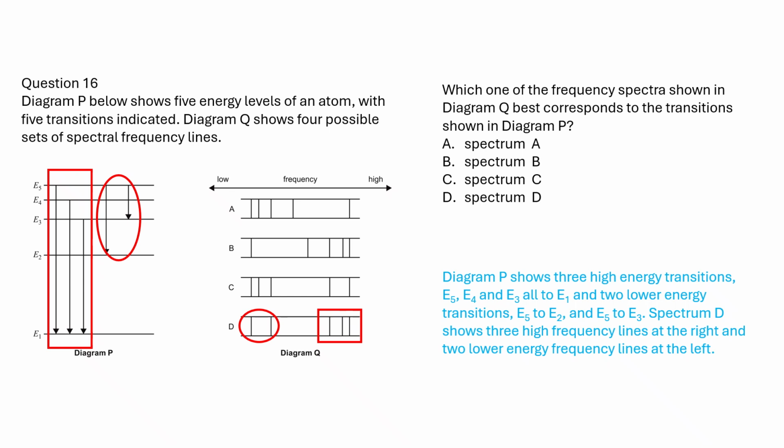Diagram Q provides 4 possible emission spectra. Among these, spectrum D features 3 high-frequency lines at the rightward end and 2 lower-frequency lines at the leftward end.